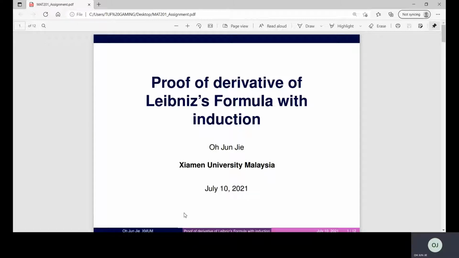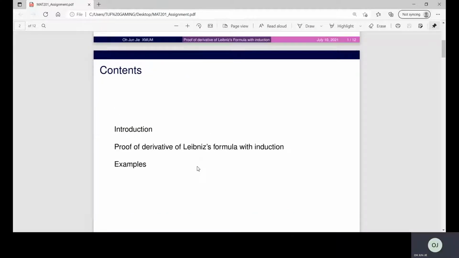Today, I want to talk about the proof of the derivative of the Leibniz formula with induction. These are the contents I want to talk about. The introduction: I will talk about the history of the Leibniz formula. Then I will talk about the important part, the proof of the Leibniz formula. Finally, we do some examples.